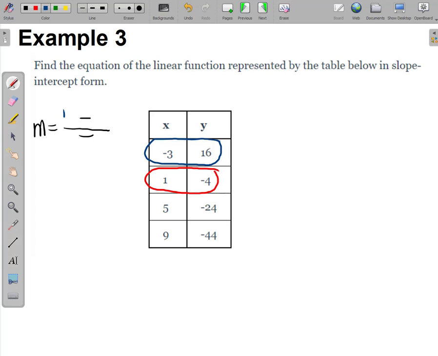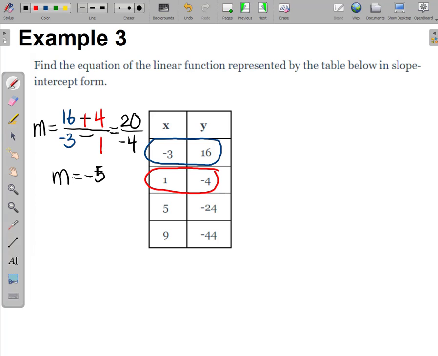Okay, so my y value is 16. The x value that goes with that y is negative 3. Switching over to red, my y value is negative 4, which means this negative 4 becomes plus 4. And then the x value that goes with that y is a positive 1. Simplifying, 16 plus 4 simplifies to 20. Negative 3 minus 1 is actually a negative 4. And then 20 divided by negative 4, my m will simplify to being just negative 5.